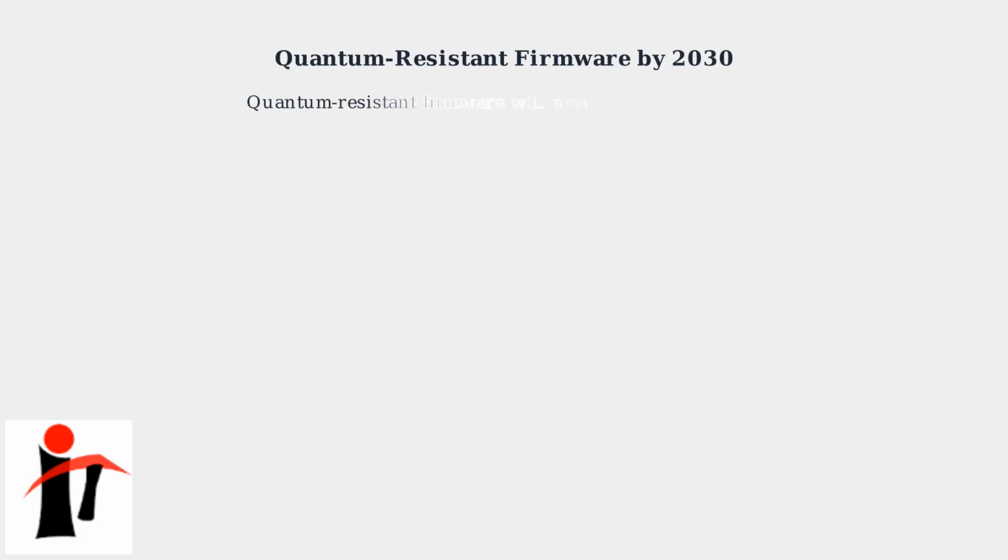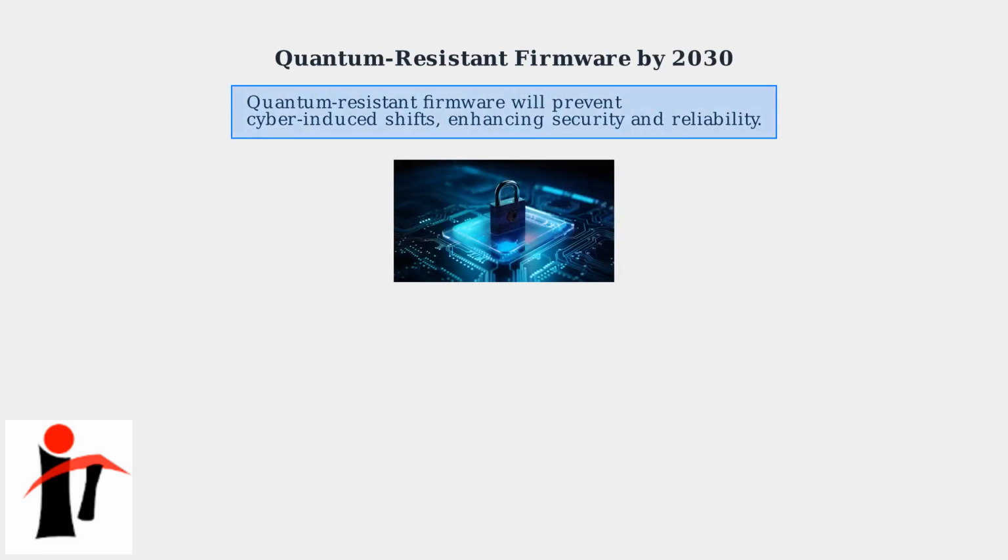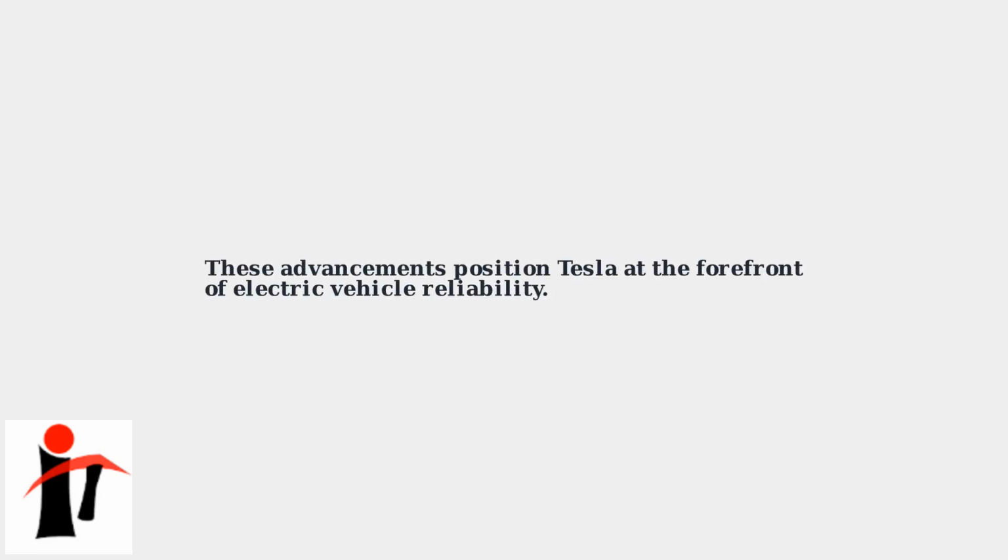By 2030, Tesla plans to implement quantum-resistant firmware to protect against cyber attacks that could induce gear shift failures. This advanced security measure ensures the vehicle's electronic systems remain impervious to emerging threats, further improving overall reliability. These continuous improvements demonstrate Tesla's commitment to enhancing vehicle reliability, making gear shift issues a thing of the past for future models.